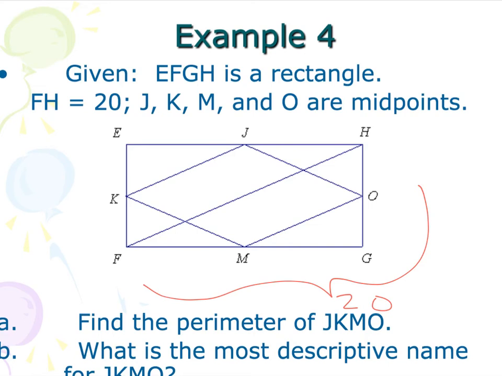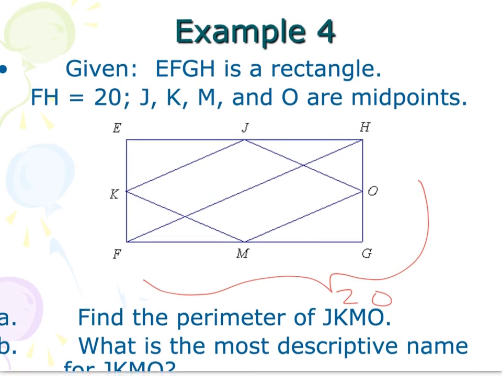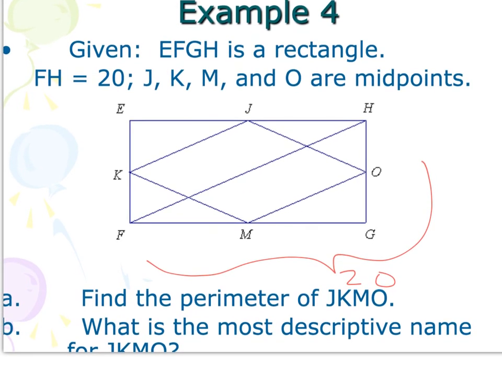And let's not forget what it's asking us here. Find the perimeter of JKMO. And what's the most descriptive name for JKMO? I kind of got cut off there, but we'll live. All right. So what's the perimeter? Meaning I need to find my side lengths, JO, OM, MK, and KJ.